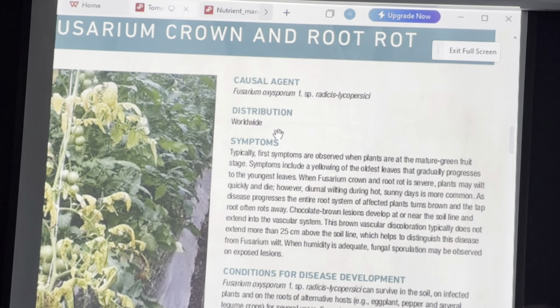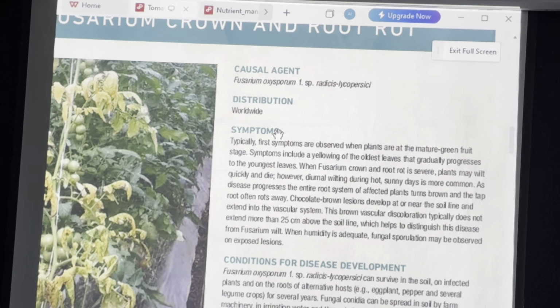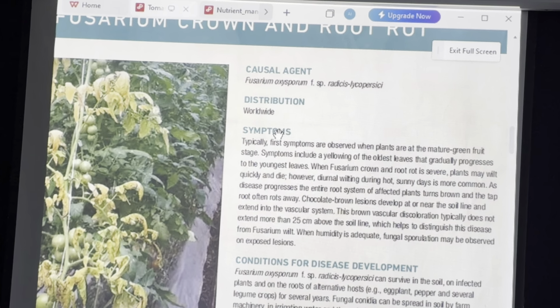The first symptoms are observed when plants are at the mature green fruit stage. Symptoms include yellowing of the older leaves, progressing to the younger leaves. When it is severe, plants may wilt and die. However, during hotter days, or when sunny days are more common, the disease progresses faster.